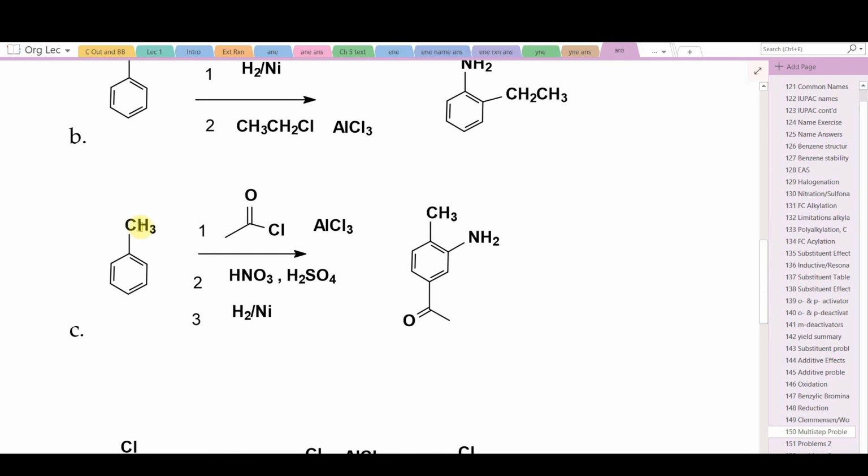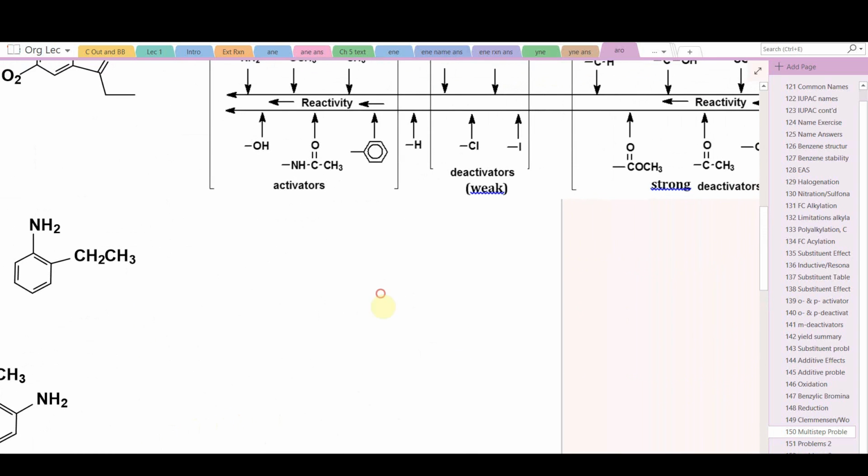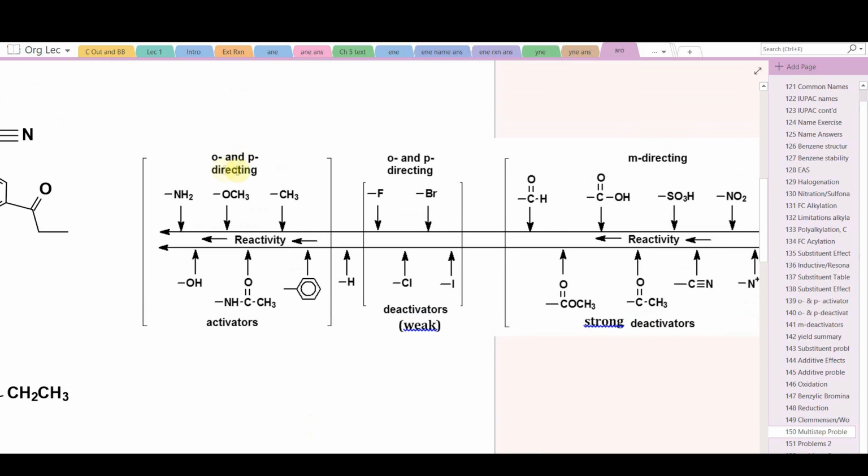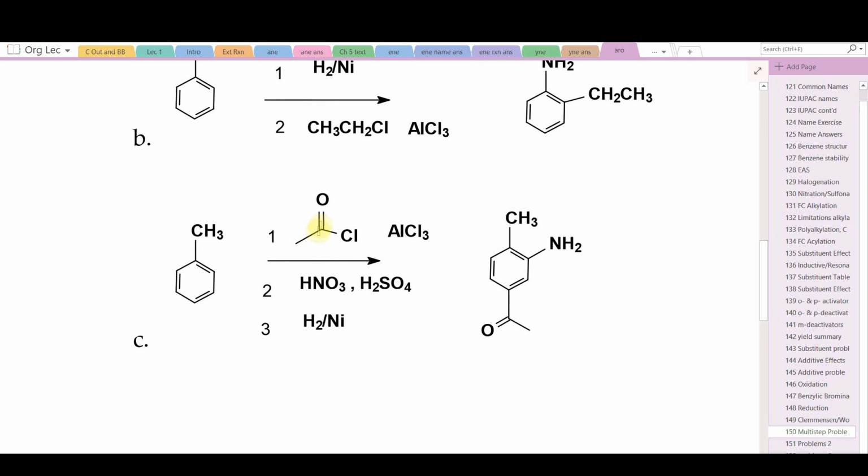How about C? Start with methylbenzene. The methyl group is a weak activator. Here it is, it's ortho-para directing, and it's an activator. First step is to add this ethanoyl chloride group, to add a ketone, para to the methyl group. And this is a para director, so that looks good. The next step is to nitrate, and the methyl group is directing to the ortho position, so nitration would occur here, followed by reduction with hydrogen, which would reduce the nitro group to the amino group.